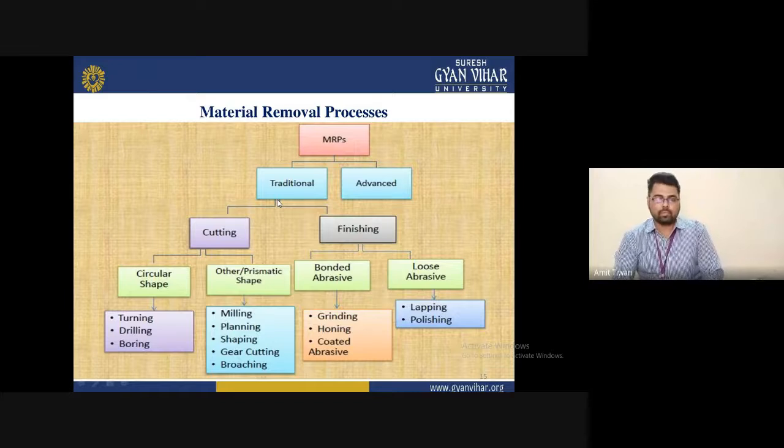With the help of this, we will understand turning operations and the removal of material. There is also another category, advanced processes.